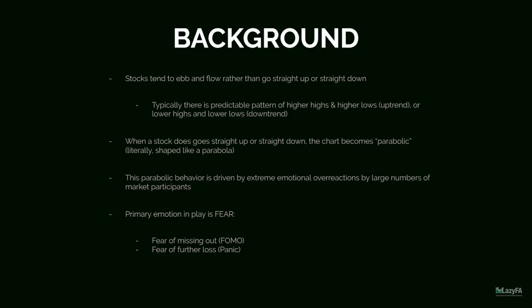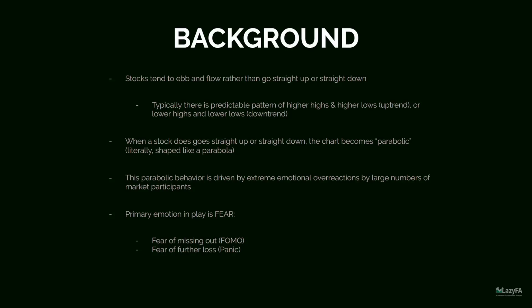And when a stock goes straight up or straight down, the chart becomes parabolic. What that means is it's literally shaped like a parabola. If you don't know what a parabola looks like, just Google it. It's very easy to spot. High school math. So the chart becomes parabolic. It starts to look like a parabola. And we'll look at some examples of that later on.